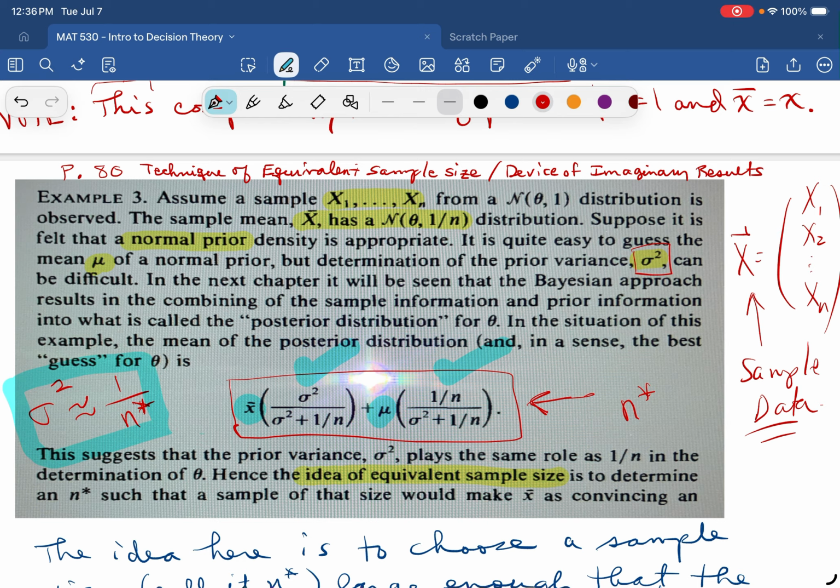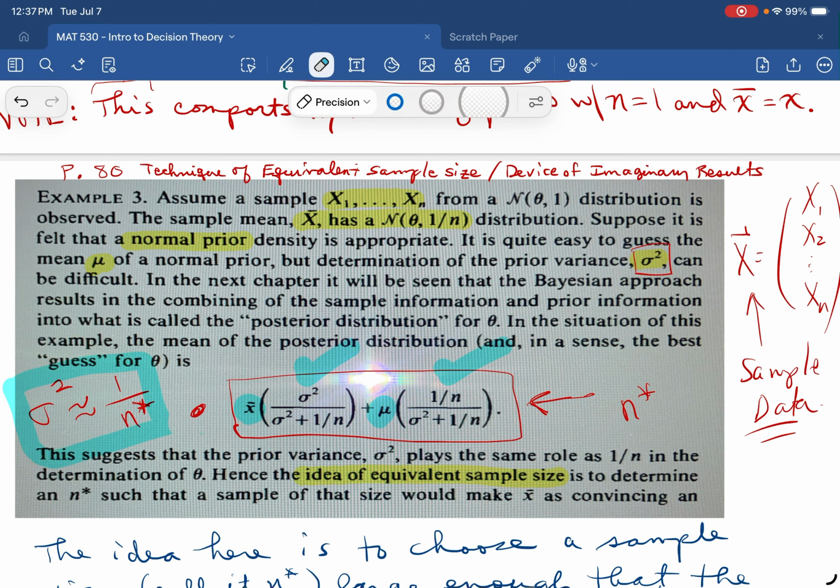In this setup, the posterior mean is what we see here. And I do believe that the posterior distribution will be normal here. This is the posterior mean of the distribution. Hopefully you notice that the form of that posterior mean is a weighted average of x bar and mu.